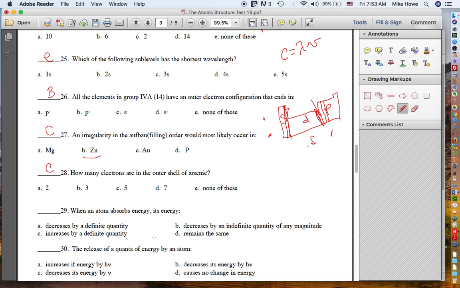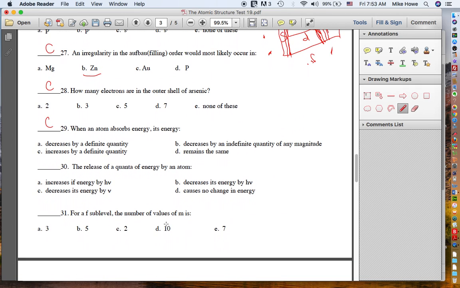And when an atom absorbs energy, its energy is going to go up. And it goes up by definite quantities. Remember, you got to have enough energy to climb to the next rung of the ladder or the next energy level. So it's a definite quantity. And of course, when you release the energy, it's the same idea. It decreases. You're moving back down now. The electron's coming back toward the nucleus, and you're releasing a certain quantity of energy. And we measure energy by the equation h nu. So the answer is B. It decreases its energy by h nu.